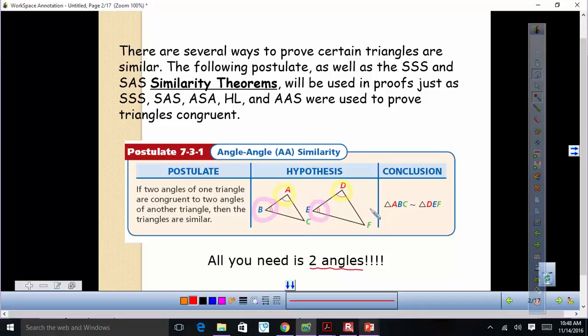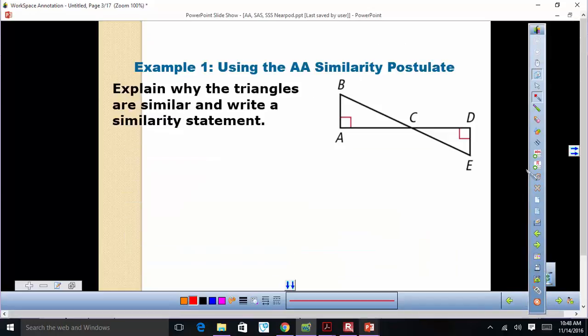Now, do y'all notice how A and D are red, B and E are blue, and C and F are green? So when I write my similarity statement, because you'll be doing this today, the first one they did was red, blue, green. You would want the second one to also match red, blue, green. Does that make sense?